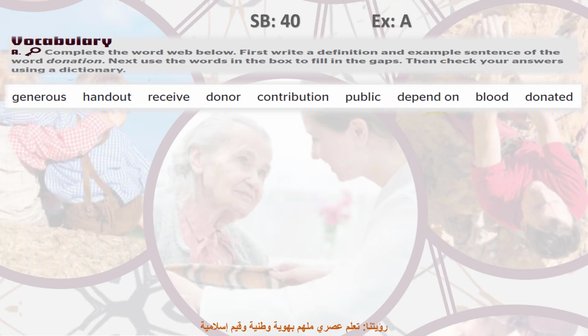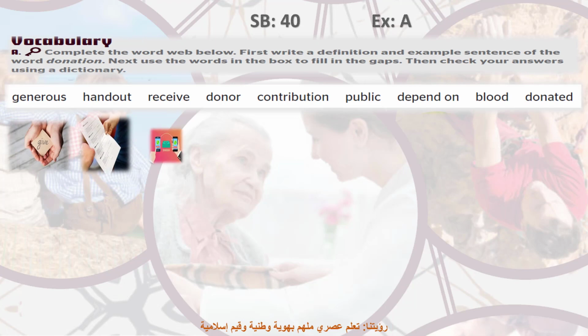First of all, have a look at the words. We have here the first word, generous. It means someone who always gives. He is generous. Hand out, to give by hand. Receive. Of course, all of us know this meaning. It means to get something. Donor is the giver.